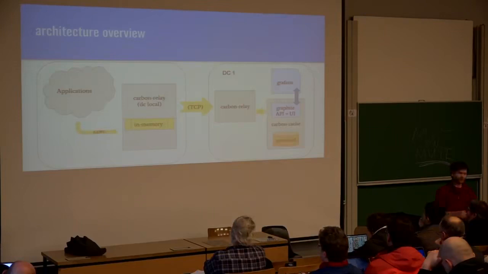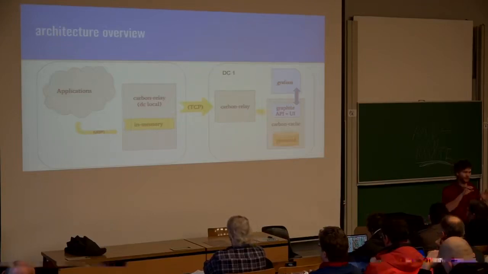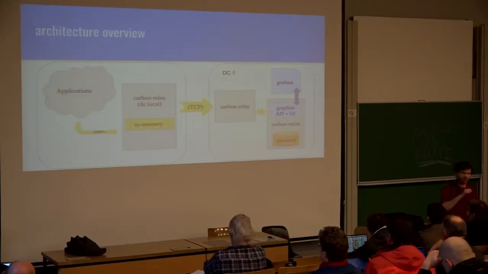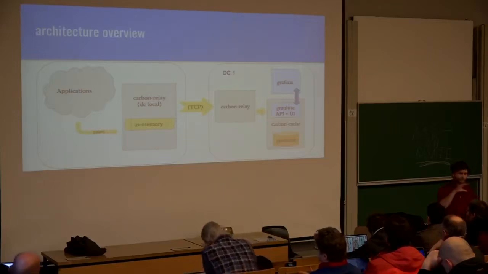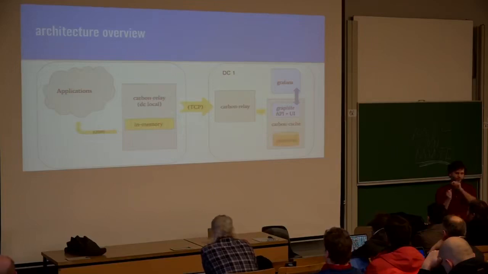So what we've done is that in each data center, there are a few Carbon relays that are listening for points on UDP from every application in this data center, and then sending these points over to the main Graphite cluster. And in this main Graphite cluster, there is again a relay that will distribute the points across multiple Carbon caches and write that to the database, which will then be read by graphite-web.